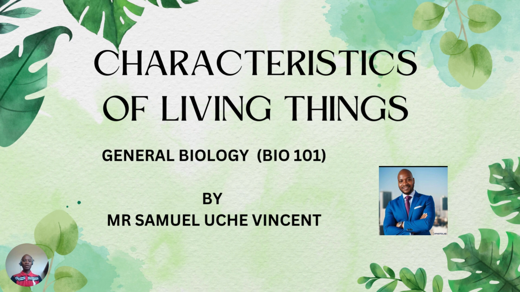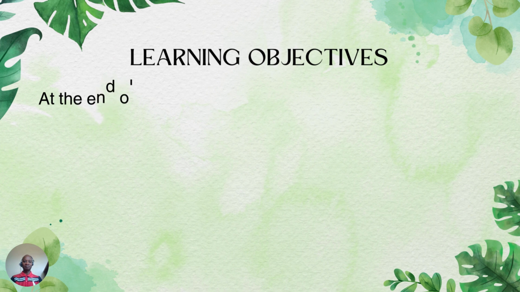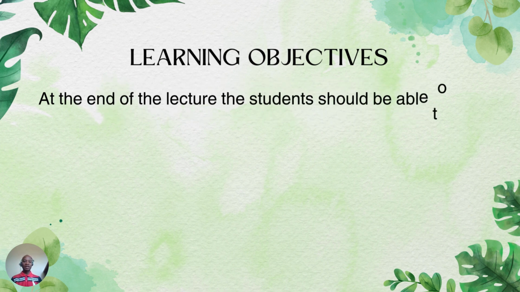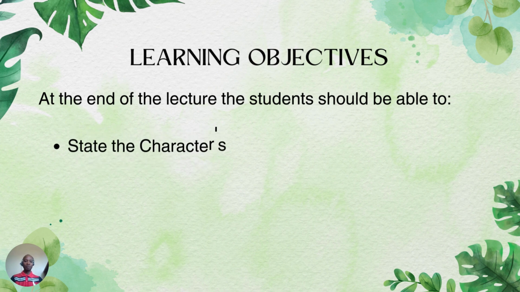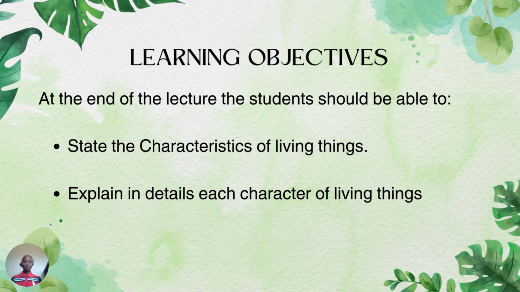So today we're going to look at the learning objective of the lesson. At the end of this lecture, the students should be able to state the characteristics of living things and be able to explain in details these characteristics of living things. We're also going to do a little intro into types of reproduction.